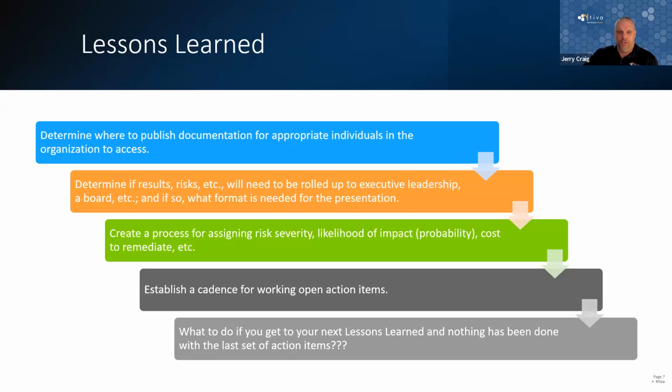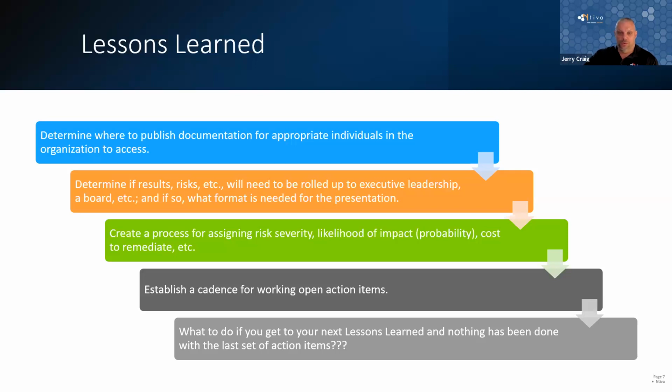You need to determine if results and risks need to be rolled up to executive leadership. Do you have a board that you have to report to? Do you have another group or committee in your organization? And if so, what format's needed for that presentation? There's no reason you can't work through all this in advance before you ever do your first tabletop, so that when you come out of it with your lessons learned, you just plug the information in and support it, provide it to the right groups.